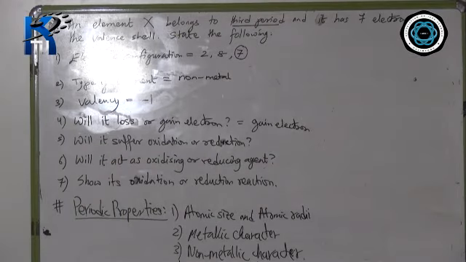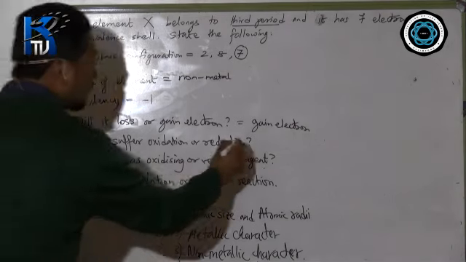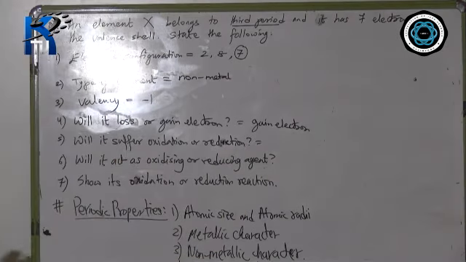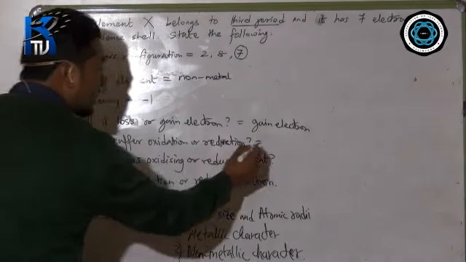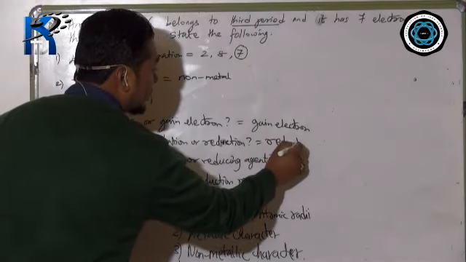Now, will it suffer oxidation or reduction? I have said you the word OIL RIG in my previous class. So loss of electron means oxidation in OIL part. So the opposite, gain of electron, becomes reduction. So will X suffer oxidation or reduction then? Gain of electron means reduction.